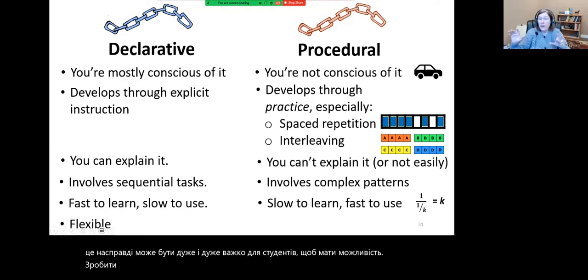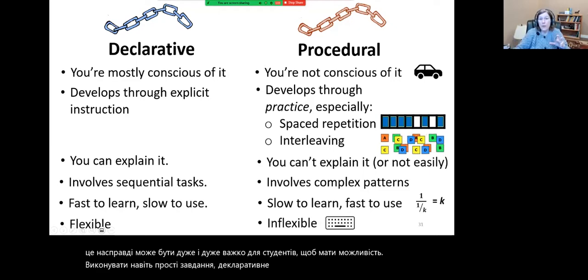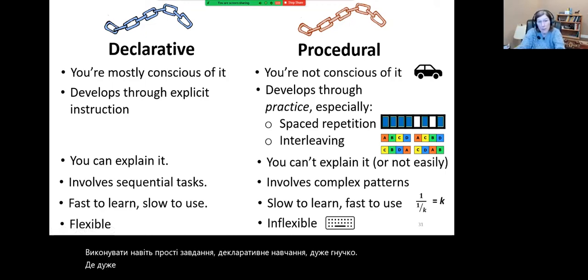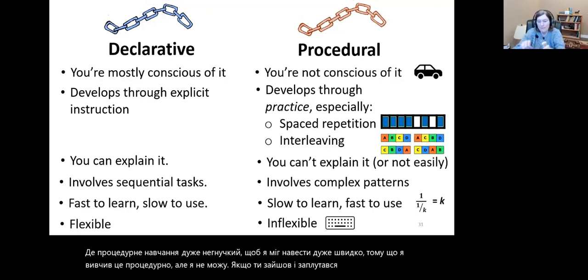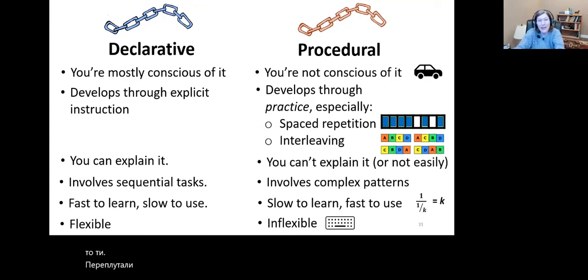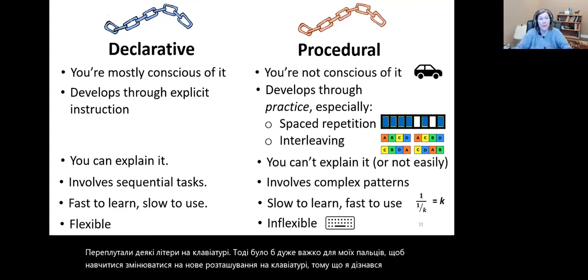Declarative learning, very flexible, whereas procedural learning, very inflexible. So I can type very rapidly because I've learned it procedurally, but if you went in and messed around with my keyboard, so you mixed up some of the letters on my keyboard, then it would be very difficult for my fingers to learn how to change to the new arrangement on the keyboard because I've learned it procedurally, which is very inflexible.